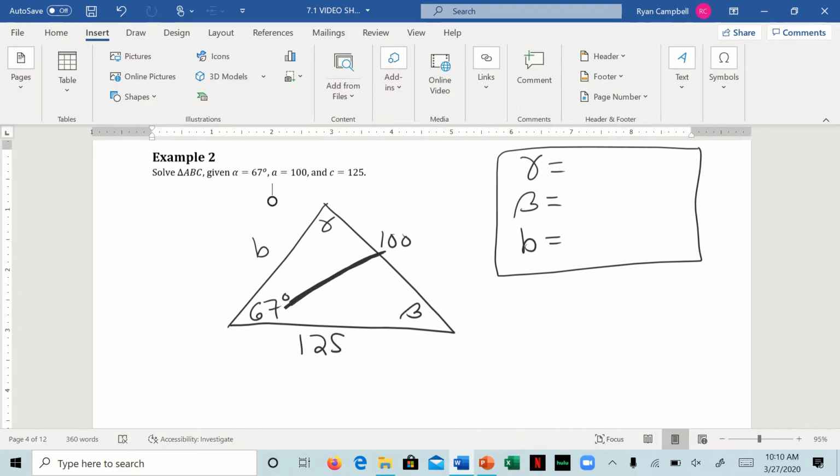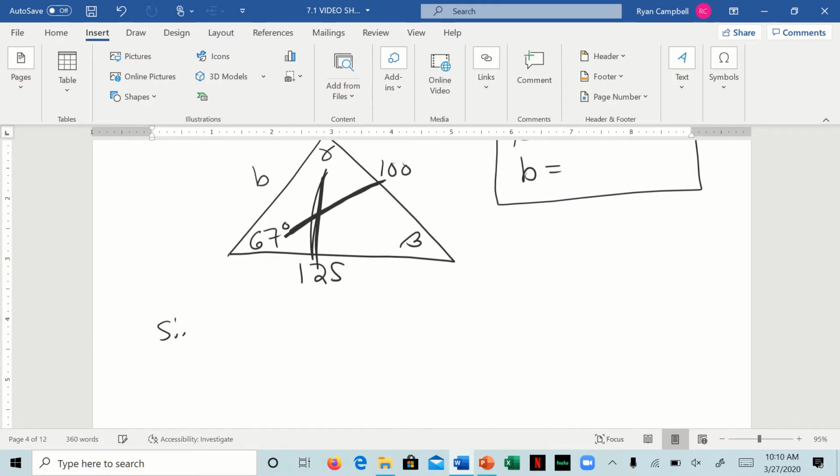So what's another thing that we know across from it? We could try to do the beta and B, but then we end up with two different variables. That doesn't help us. So let's do the gamma one. That would make more sense, right? So we get sine of 67 degrees over 100 equals sine of gamma over 125.